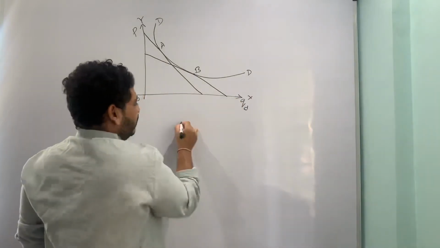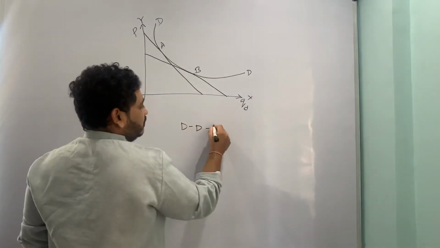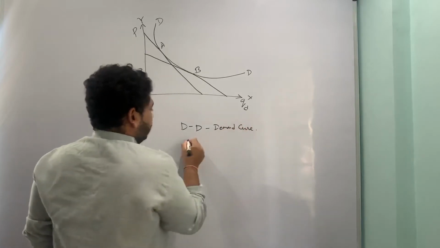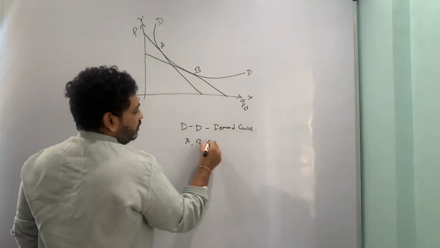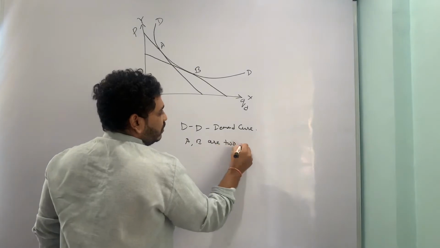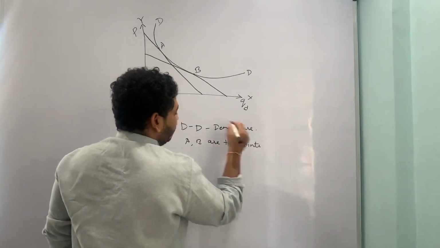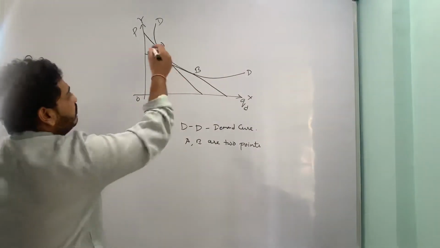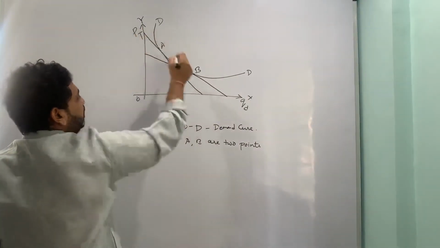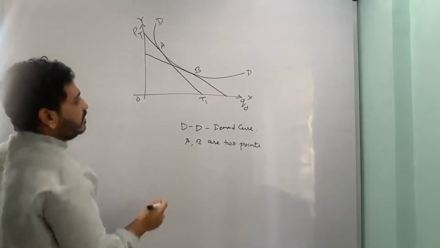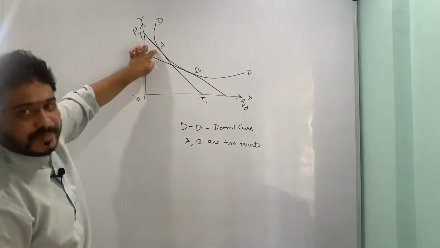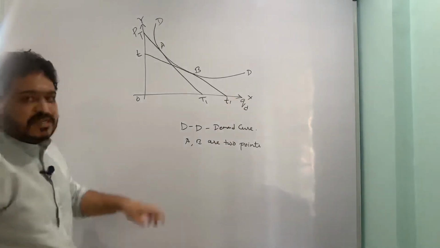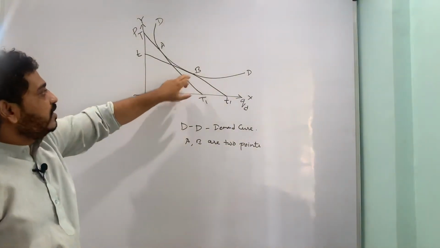So DD is the demand curve. A and B are two different points on the demand curve. Now, capital T1 is the first tangent which I draw at point A, and small t1 is the second tangent which I draw at point B.